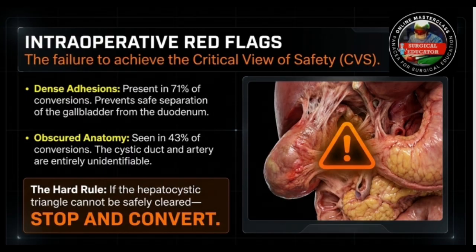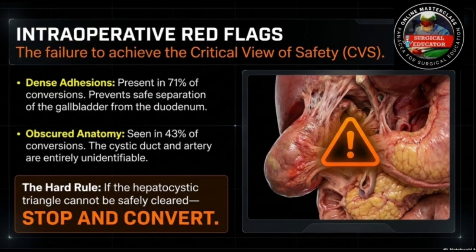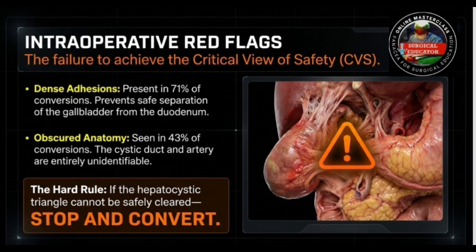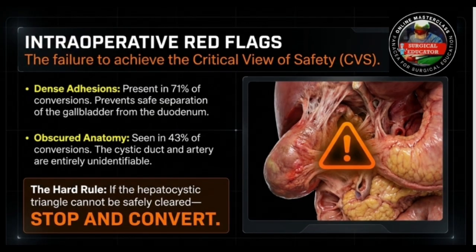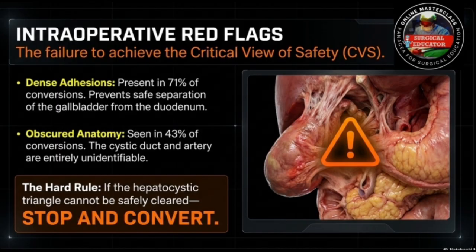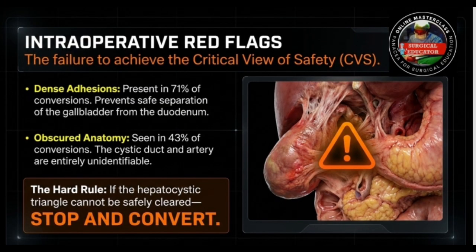Now let's look at slide 8, the anatomy of danger. What is the physiological threshold triggering this failsafe? It all revolves around the critical view of safety, the CVS. The CVS revolutionized laparoscopic cholecystectomy. The entire first half of the surgery is solely to achieve this view. If you achieve it, cutting is safe. If not, you are gambling with the patient's life. The data shows dense adhesions are present in 71% of conversions and obscured anatomy in 43%.